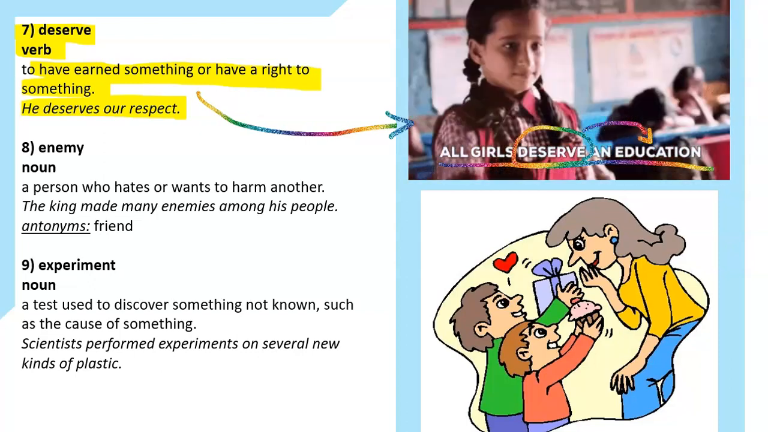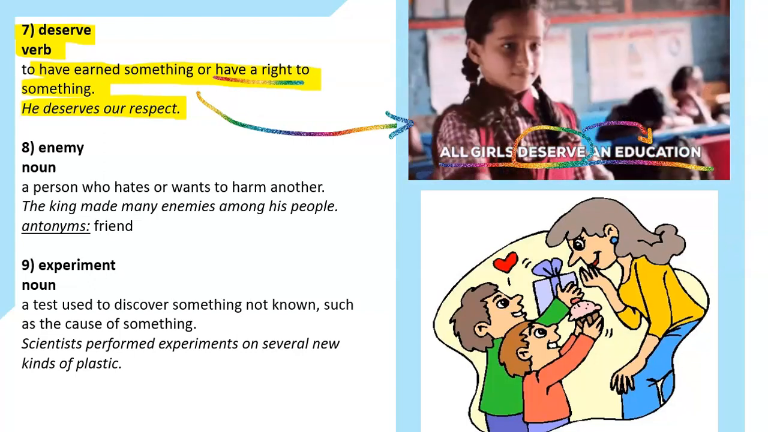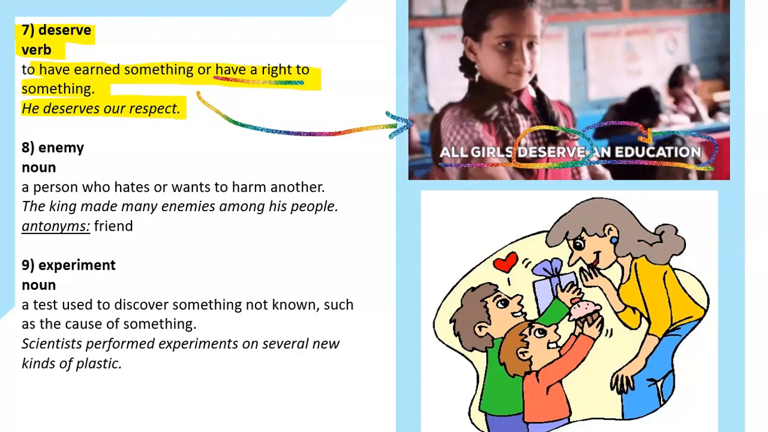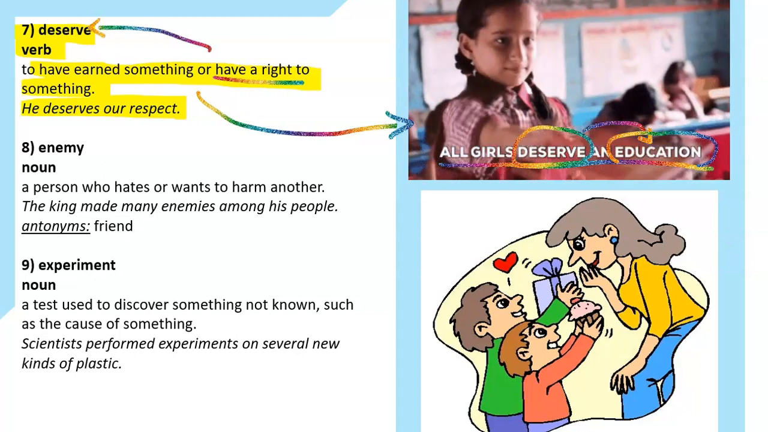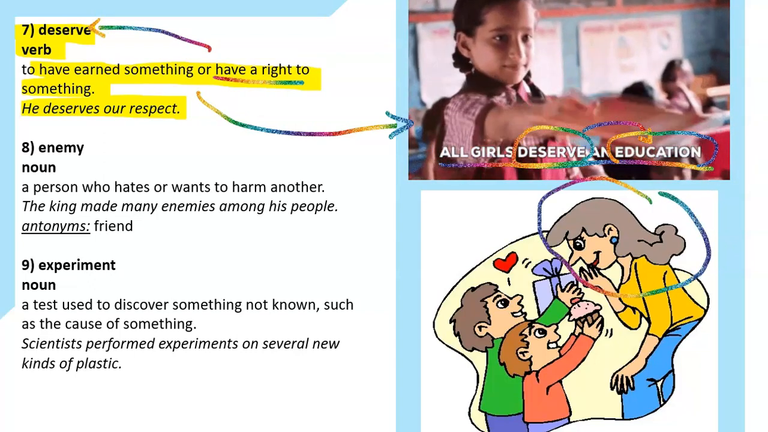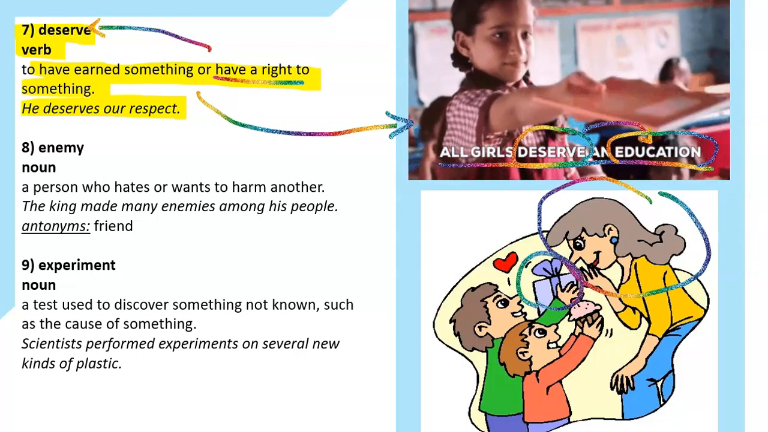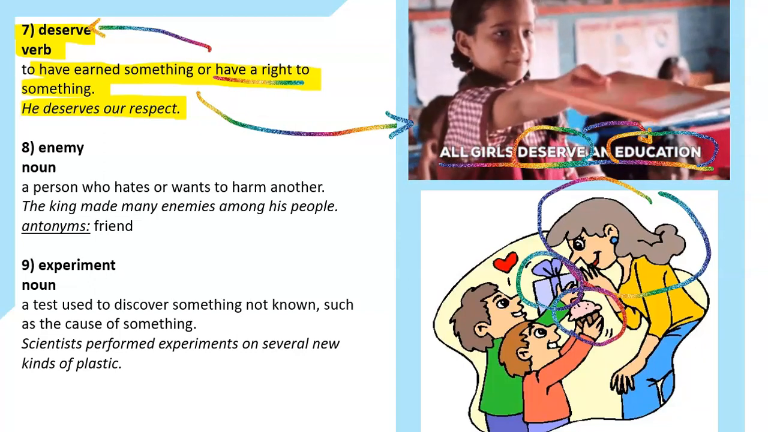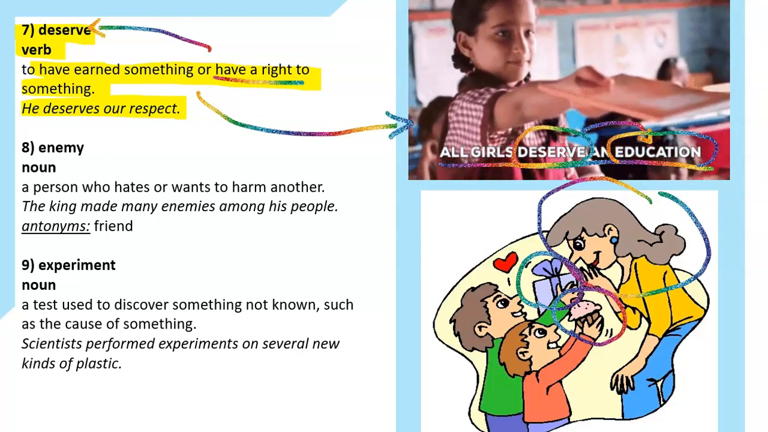There's no reason why they shouldn't get it. Or they have a right because girls are humans. Humans have a right to get an education, so they deserve an education. Or we can say mom works very hard, so mom deserves a present. Or mom deserves a treat. Is there a time when you worked so hard that you deserved a prize for your hard work?